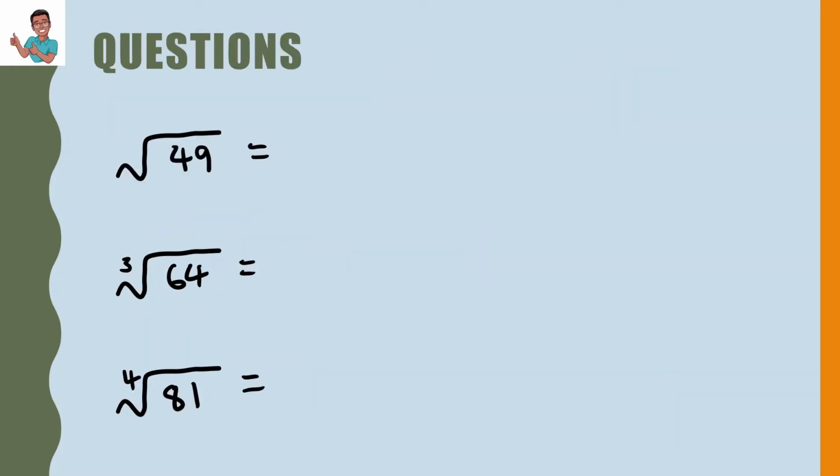Okay, let's have a look at these questions. We'll go through the first one. Square root of 49. This is like saying 49 divided by 7 gives 7. So the square root of 49 is 7.